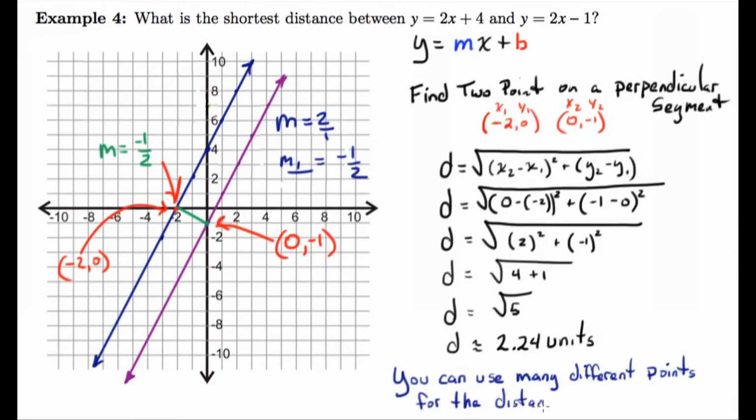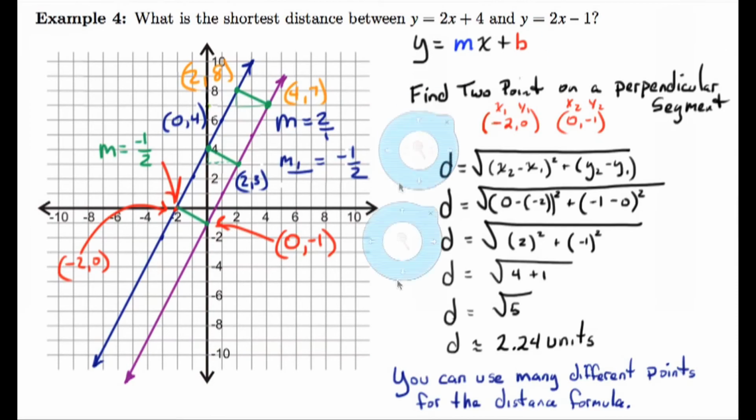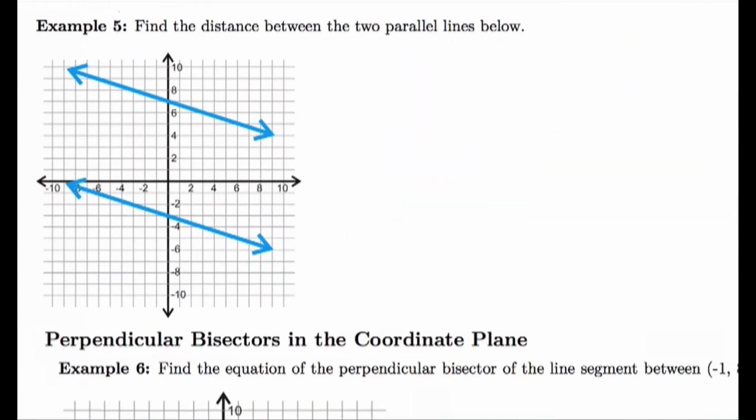So some other examples of points we could have used. I'm going to show you a couple right up here: 0, 4; 2, 3; 2, 8; and 4, 7. Those would also give us the same answer because that distance is the same.